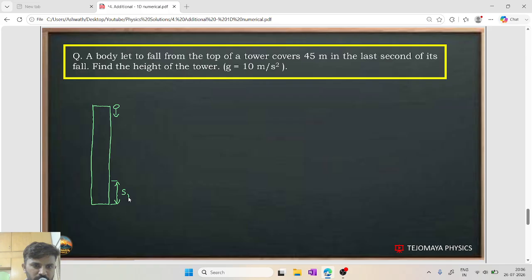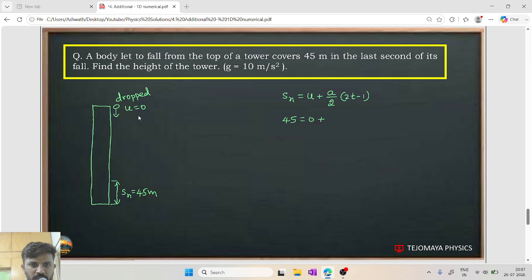the distance traveled in nth second is 45 meters. Okay, so the distance covered in nth second formula is given by u plus a by 2 into 2n minus 1, or you can write 2t minus 1. Distance traveled in nth second is 45. Initial velocity, since it is dropped, means its initial velocity is taken 0.